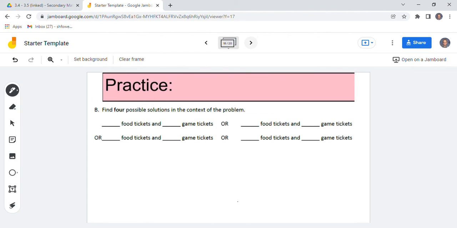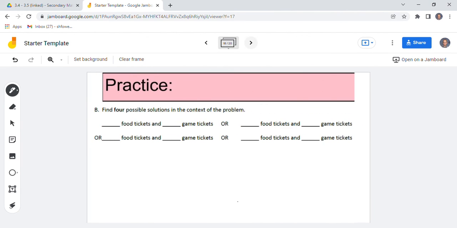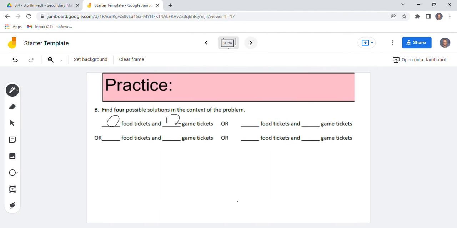All right, our next question asks us to find 4 possible solutions. We've actually already done 2 with our x and y intercept. So this right here, 0, 12, tells us there are 0 for the x, which is our food tickets. That would be 0 food tickets and 12 game tickets, because that's our y value. So 0 food tickets and 12 game tickets is our first possible way to spend that $24. Down here at the x-intercept, that was 6, 0, so that was 6 food tickets and 0 game tickets. So 6 food tickets and 0 game tickets.